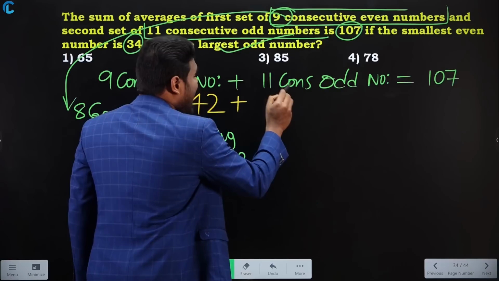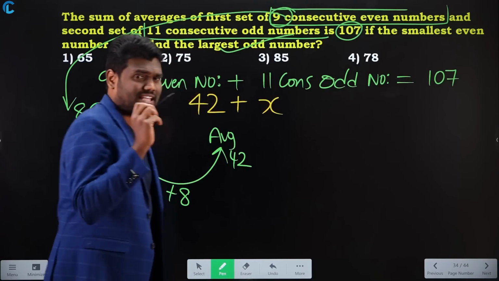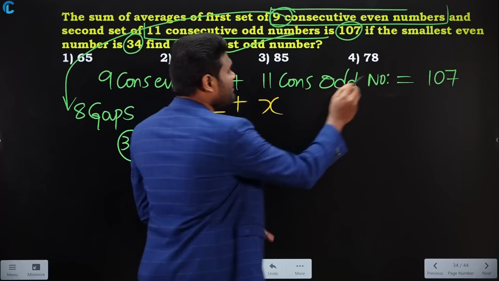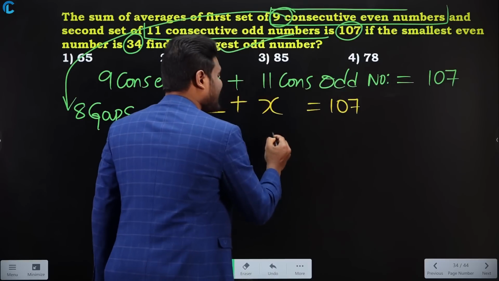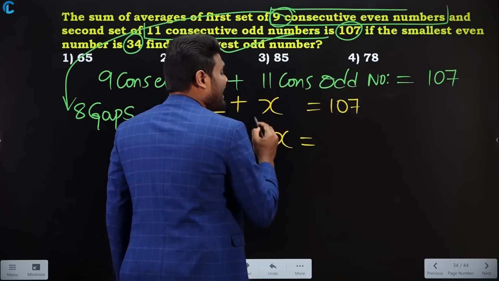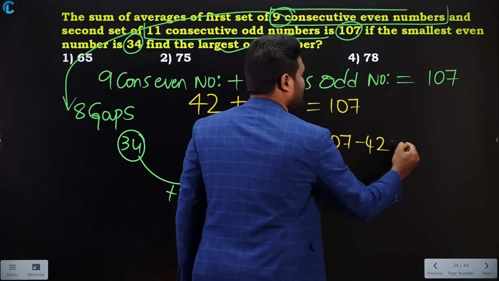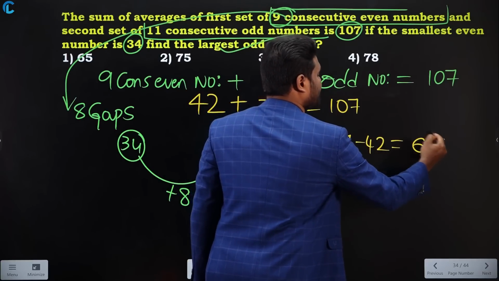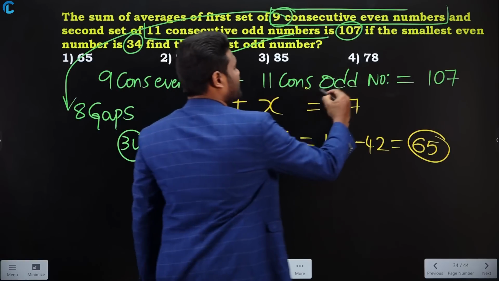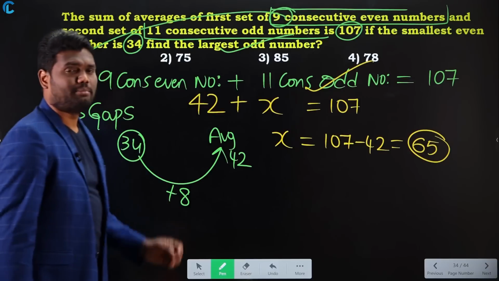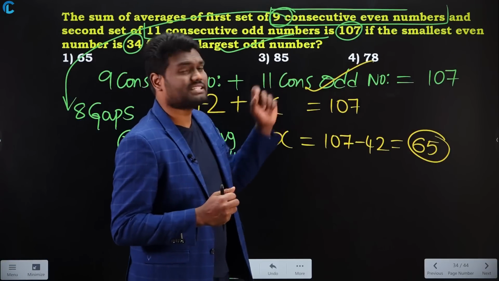Plus, what is the average of these 11 consecutive odd numbers? We do not know. Let us assume it as x. Both of them combined together is nothing but 107. From this, can I say what is the value of x? Value of x is nothing but 107 minus 42, that is nothing but 65. Which means average of 11 consecutive odd numbers is 65. Now, what is your question? Your question is to find what is the highest number.